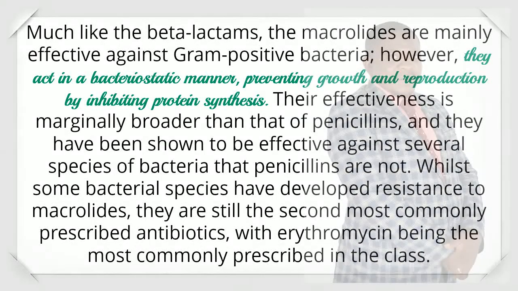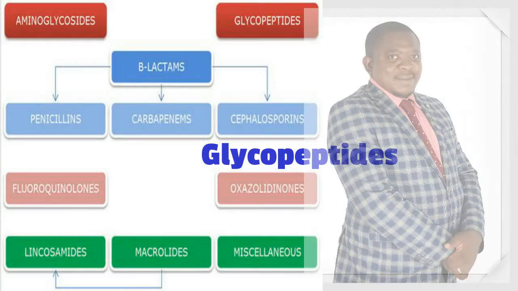Their effectiveness is marginally broader than that of penicillins, and they have been shown to be effective against several species of bacteria that penicillins are not. Whilst some bacterial species have developed resistance to macrolides, they are still the second most commonly prescribed antibiotics, with erythromycin being the most commonly prescribed in the class.